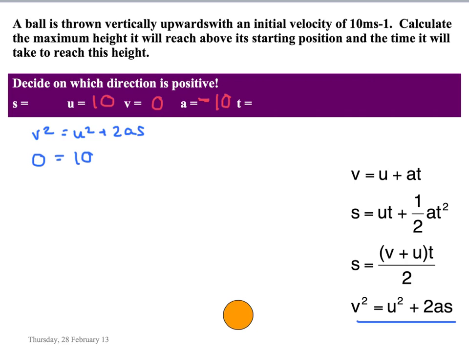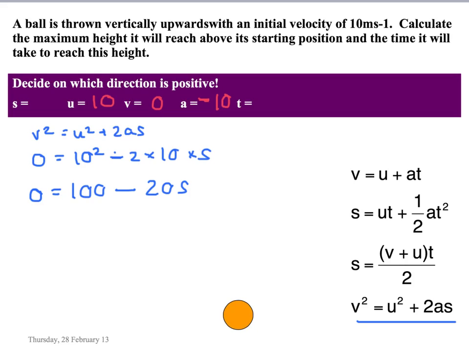And now this is important. Because the acceleration is a negative number, this becomes minus 2 times 10 times S. So it looks very complicated at the moment, but bear with me, just keep the numbers going. So 10 squared is 100, minus 2 times 10 is 20S, and that looks a little bit simpler.